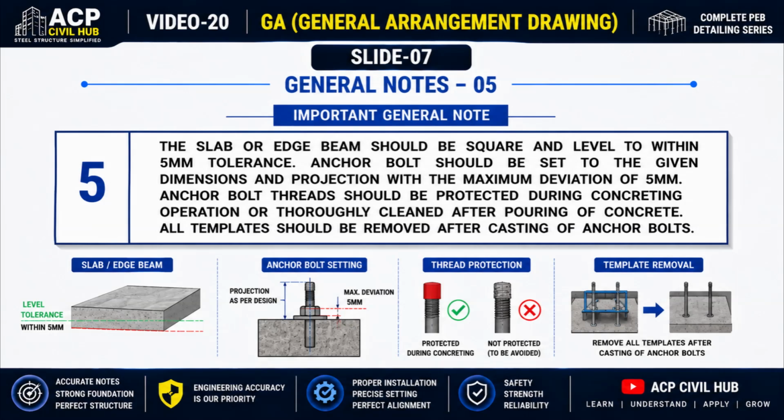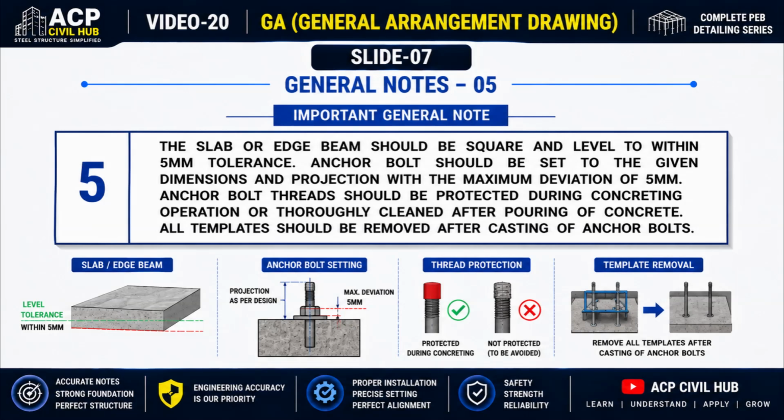Next, the anchor bolts must be installed according to the specified dimensions and projection. The maximum allowable deviation is only 5 mm. Even a small error beyond this limit can create alignment problems during column installation. The note also emphasizes that anchor bolt threads must be protected during concreting. If concrete, dust, or debris sticks to the threads, tightening the nuts becomes difficult. If the threads are accidentally contaminated, they should be cleaned thoroughly before erection.